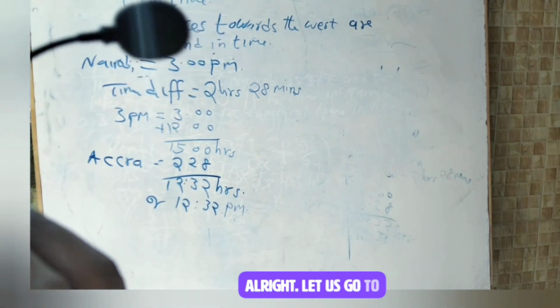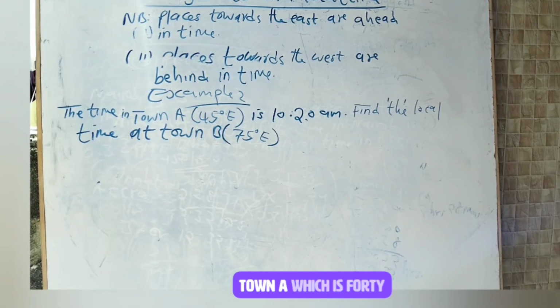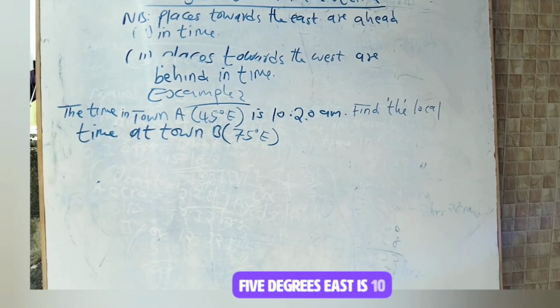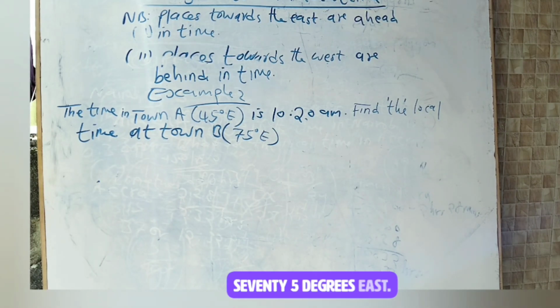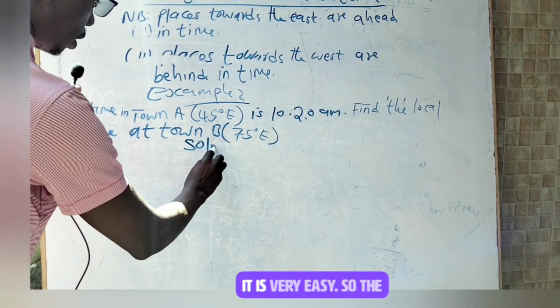All right. Let us go to example 2. The time in town A, which is 45 degrees east, is 10:20 a.m. Find the local time in town B, which is 75 degrees east. It is very easy.